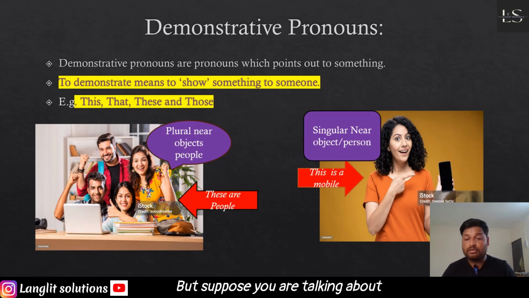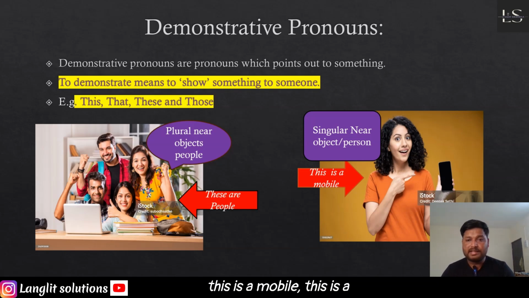But suppose you are talking about something that is not close to you, something that is not near you, what will you use? You will be using that. So, that person was standing there, that bag I want to buy, or that is the car I wanted to buy. You are talking about an object which is singular in nature, and that object is a little far from you. So when the object is near and it is singular, you will be using this, and when the object is far and it is also singular, then you will be using that.